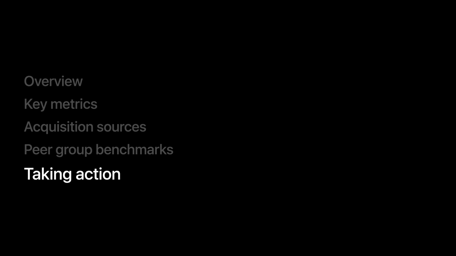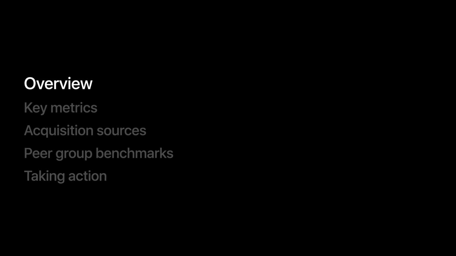In this video, we'll start with an overview of the data and tools available to you in App Store Connect. Then, we'll walk through the key metrics that are important to monitor and understand. We'll then talk about how evaluating different acquisition sources can give you clues about what's driving performance. And we'll talk about how to use peer group benchmarks to put your performance into context so you can understand what you should focus on next. Finally, we'll talk about taking action, where we'll show you how you can improve your results using tools in App Store Connect. Let's get started.